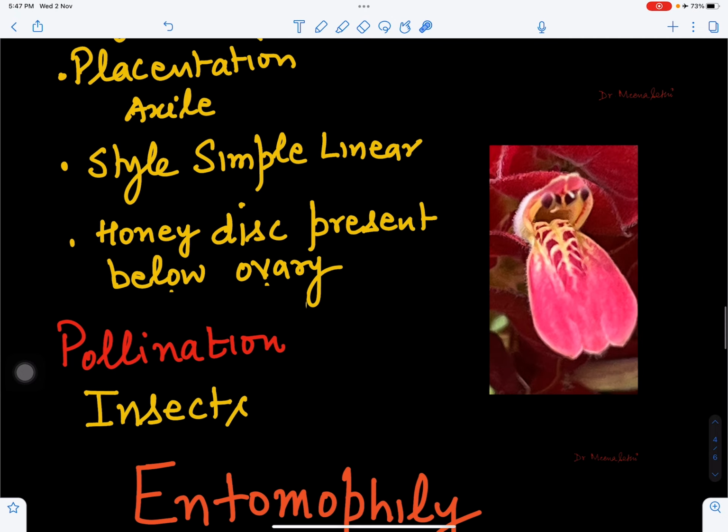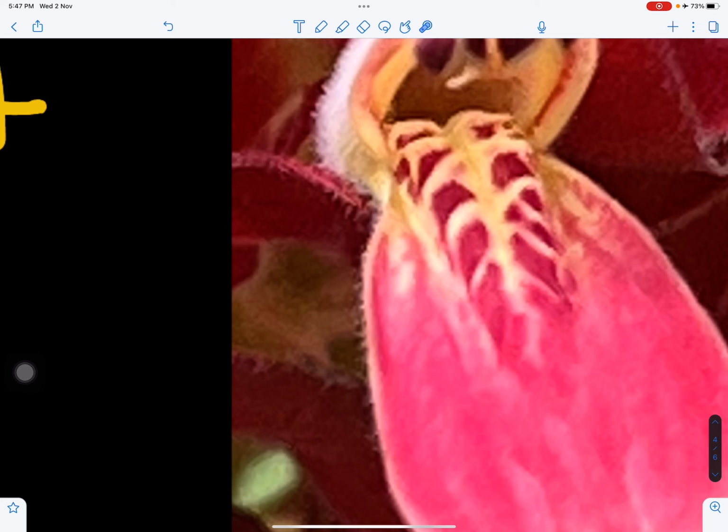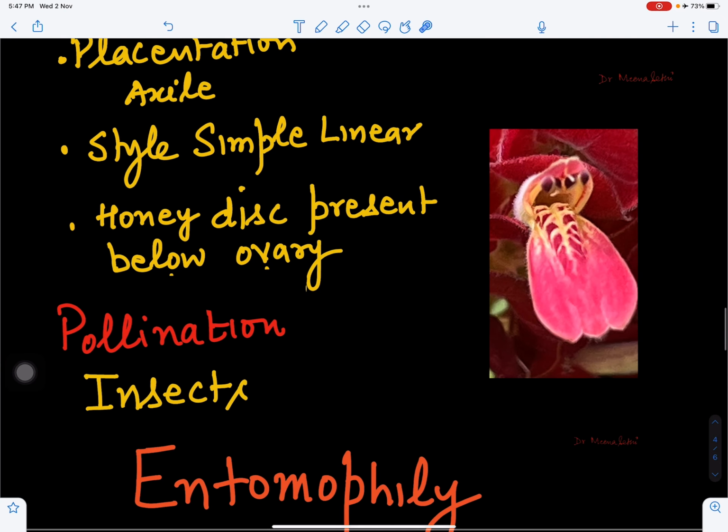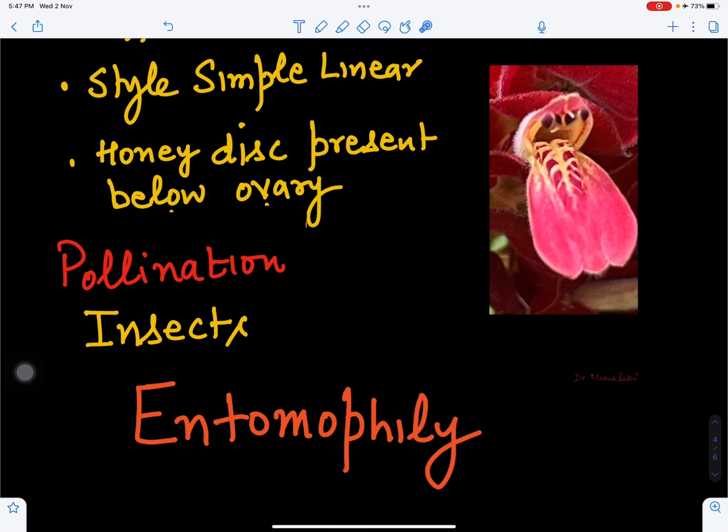So pollination: red colored flowers will attract the insect. Then we can see the beautiful markings inside the petal. So these will also attract the insect. Insects will come and feed on the nectaries for nectar. So they are attracted by the color and they will feed on the nectar. So this is called entomophily. When pollination is by means of insects, this is called entomophily. So this is all about the flower of Justicia.